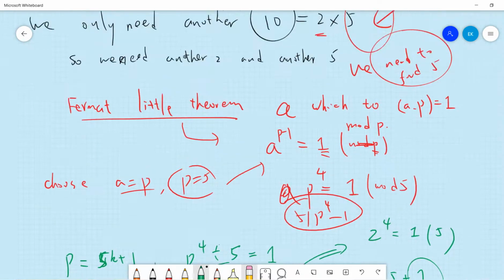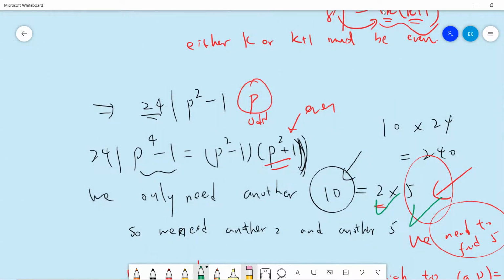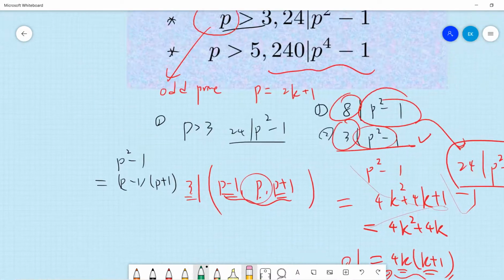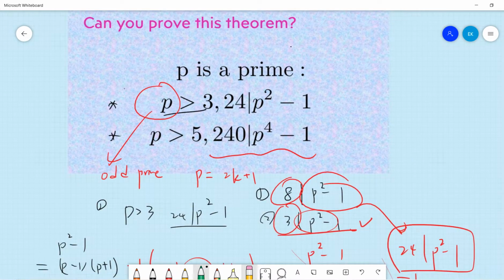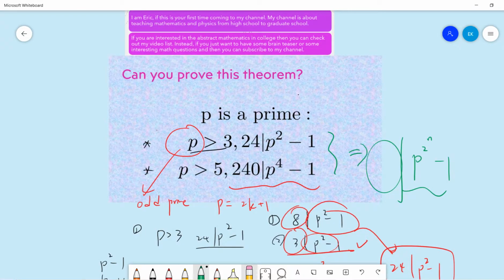So combining all, we already have 2 and 5, and we already have 24. So it's easy to prove that 240 divides P to the 4 minus 1. And maybe in a future video, one can generalize this into some very crazy results, like P to the 2 minus 1 and some other interesting things. I will prove the general result maybe in a future video.